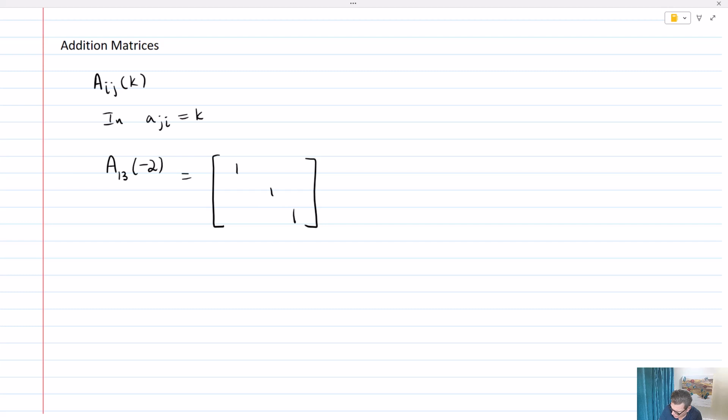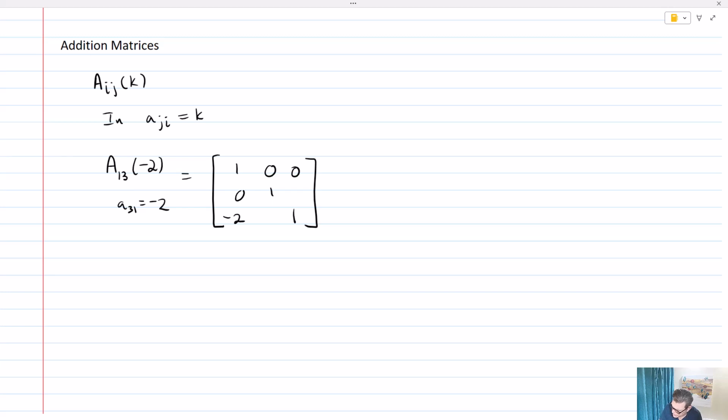Now finally, when we're working with addition matrices, it's a little bit different, and it may be slightly counterintuitive, but it will actually make a lot of sense if you think about it. We have Aij of k, and what we do is in position ij, we put k, and the rest ends up being the identity matrix. So for example, if I take A13 of negative 2, we have 1s on the diagonal, and in position 31 we have negative 2, so A31 is down here, negative 2.